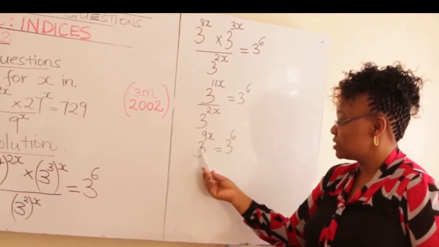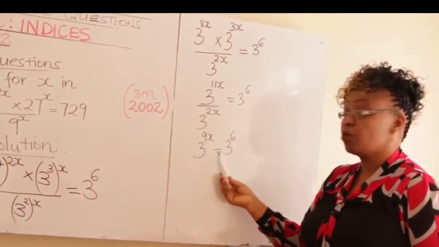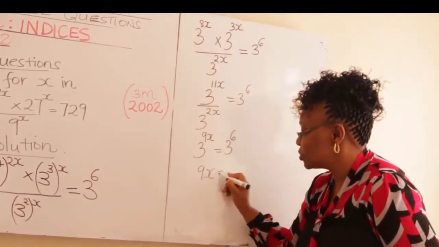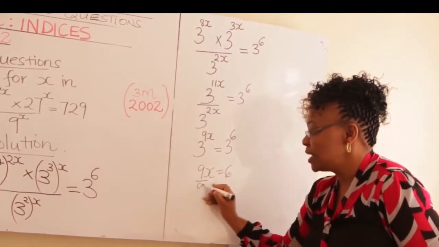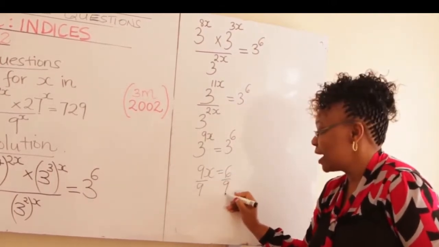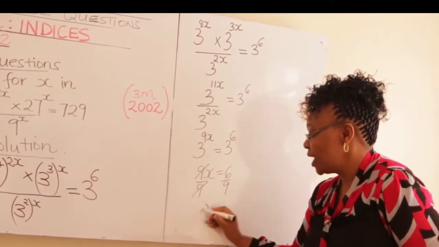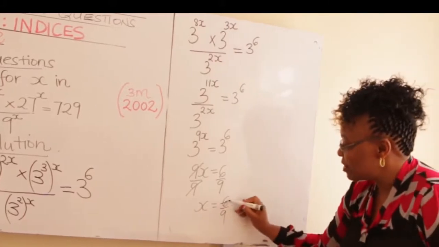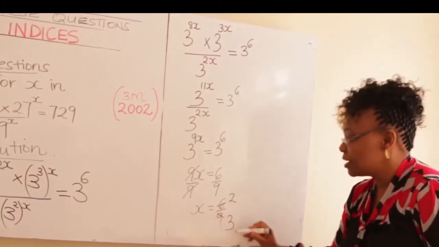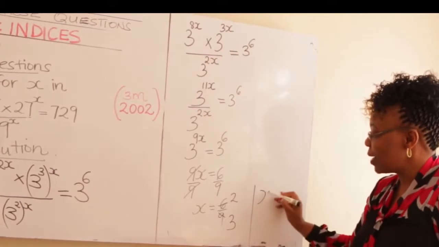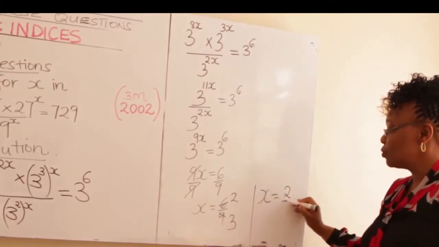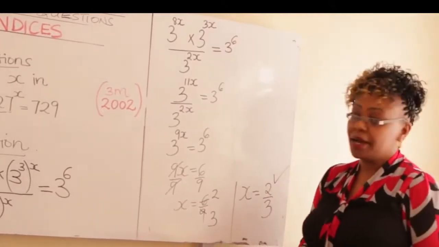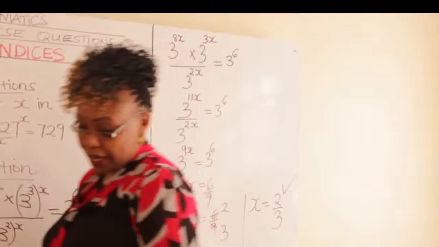Yes, we have seen this in the past. You have common bases on both sides of the equal sign, so you equate the powers. So 9x is equal to 6. Divide by 9 on both sides. So x is equal to 6 over 9. Then you simplify by 3, and therefore our x is equal to 2 over 3. Good. Let us go to number 2.